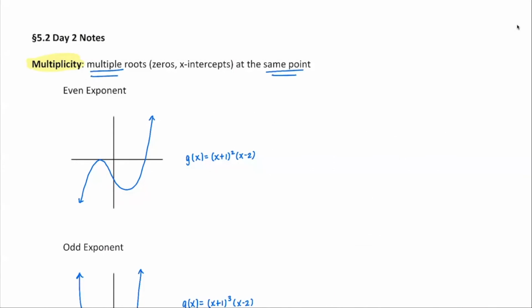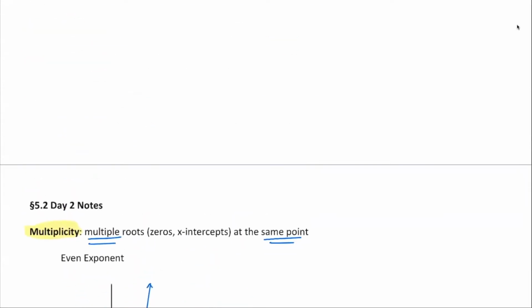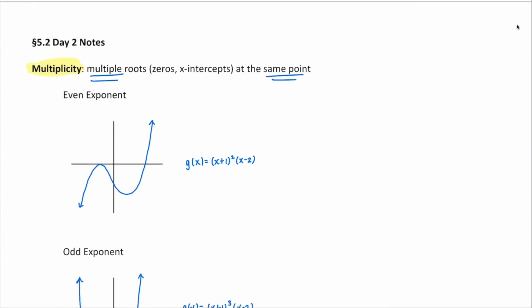So we can have two options. We can have an even exponent or an odd exponent. We notice the even exponent has this kind of tangent line. So we can call this point of tangency. Tangency means that we are touching the line, but we do not cross it. And I also like to think of that as a point where we bounce off the x-axis. So we do not cross it.